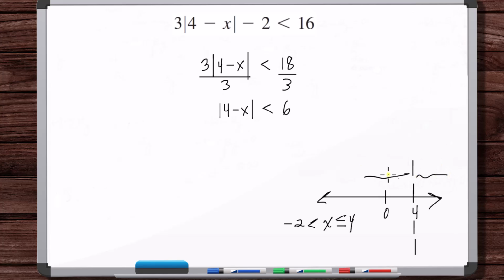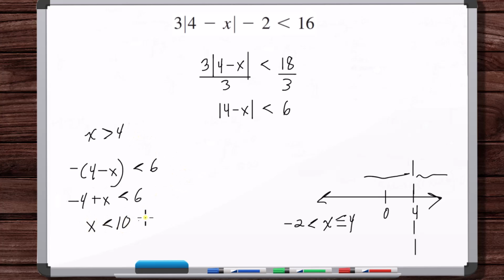Okay, but now we need to do x is greater than 4. In that case, 4 minus x is always negative, so we remove the absolute value and put a negative sign out front. Now let's solve this. So -4 plus x is less than 6. Add 4 to both sides. x is less than 10. So where do these cross over? That would be x is less than 10 and x is greater than 4.